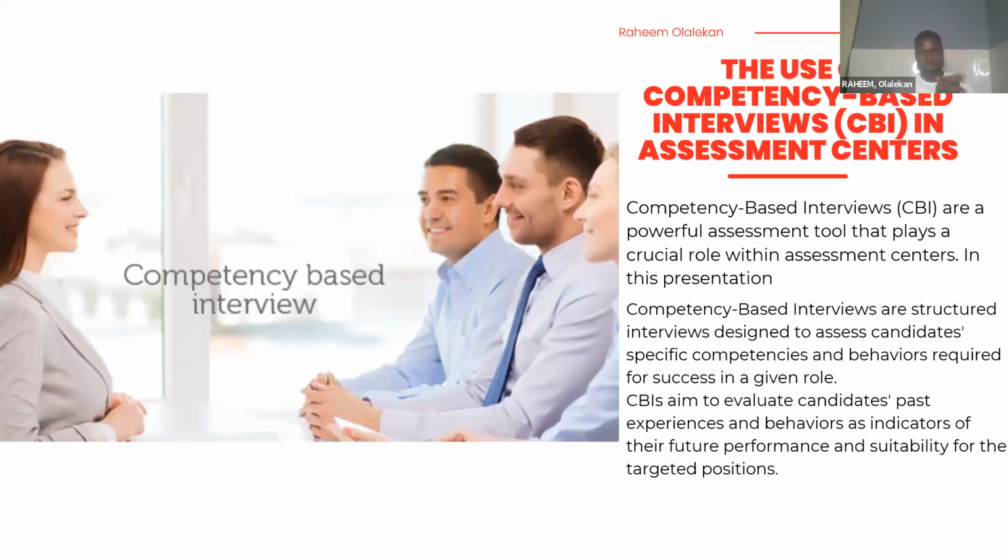Now let's go to CBI. As the name implies, CBI simply means competency-based interview. Competency-based interview is one of the major tools used in an assessment center. It is a powerful assessment tool that plays a crucial role within an assessment center. Competency-based interviews are structured interviews designed to assess candidates' specific competencies and behaviors required for success in a given role. So your CBI should aim to evaluate candidates' past experience and behavior, as well as indicators of their future performance and suitability for the role.